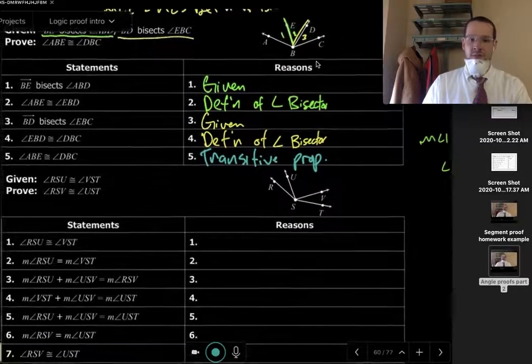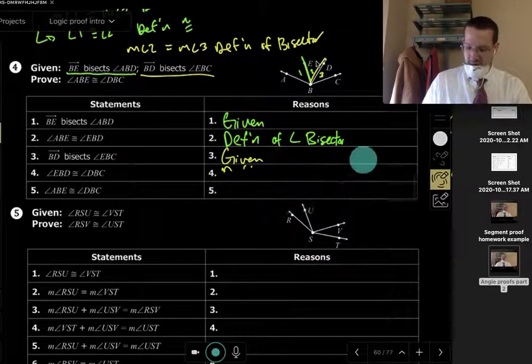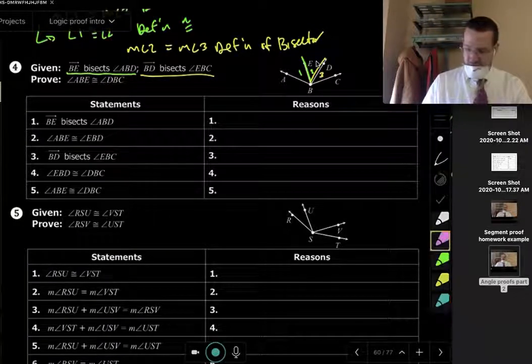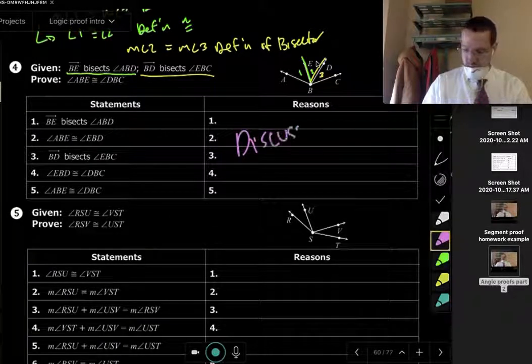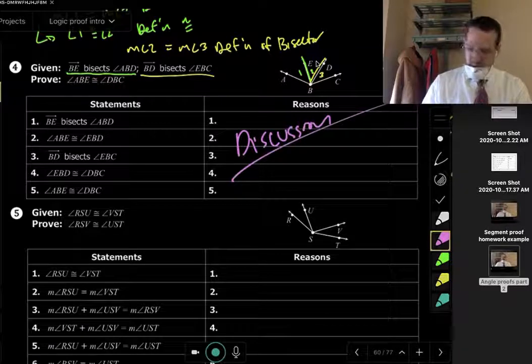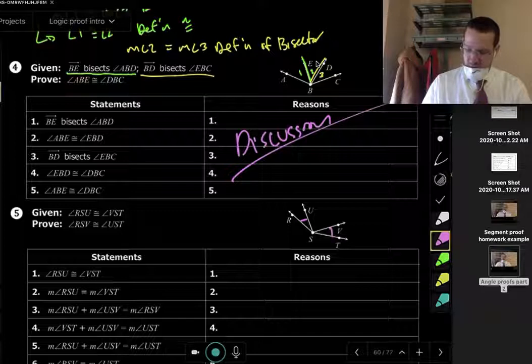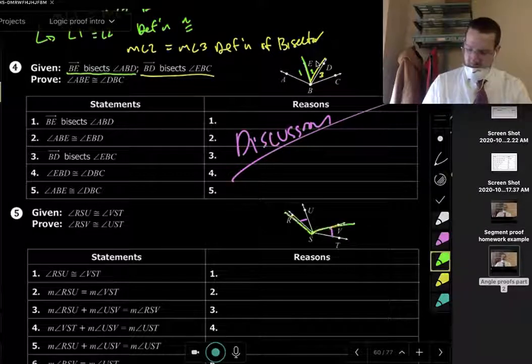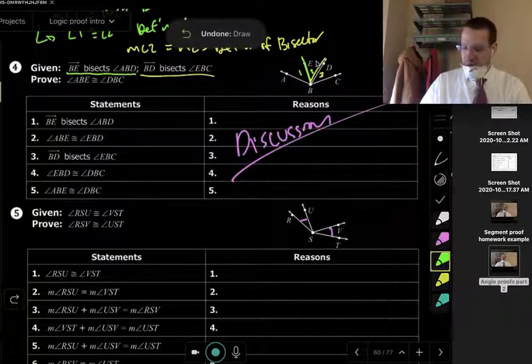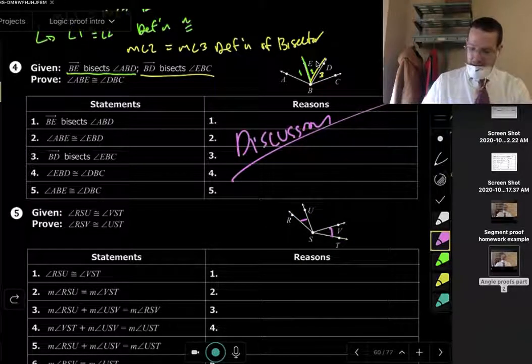So let me just position this where I want it. I'm just going to get rid of this. Let's have a discussion. So angle RSU is the same as angle VST. So these two things are the same. And what do we want to prove? We want to prove that angle RSV is the same as angle UST.